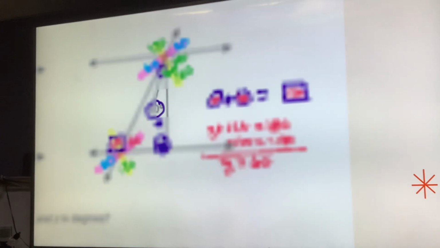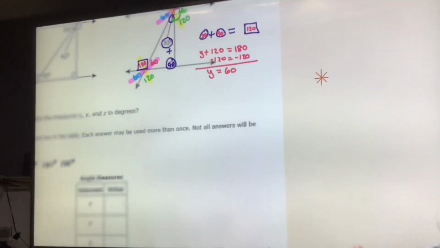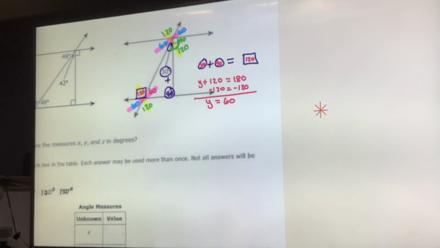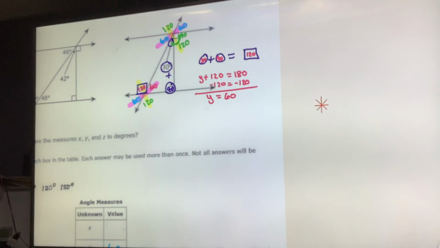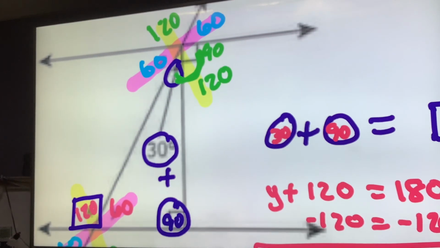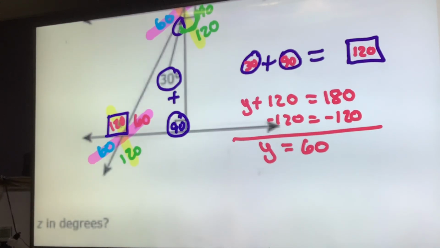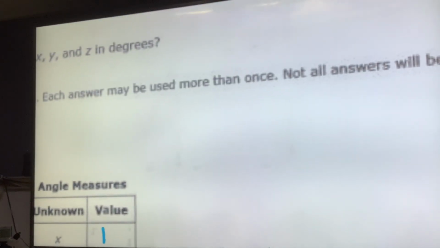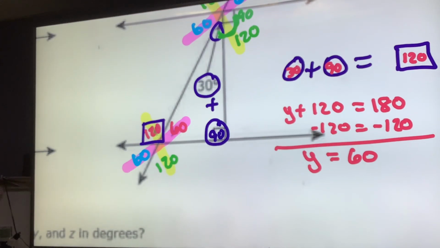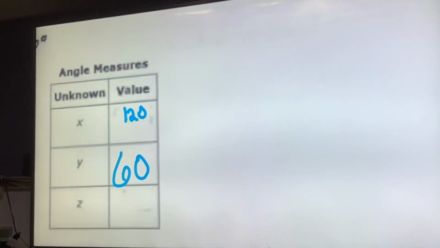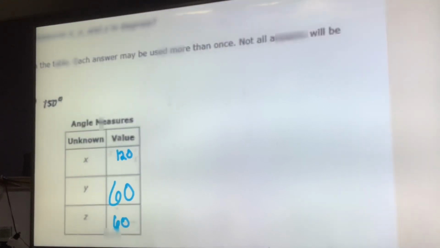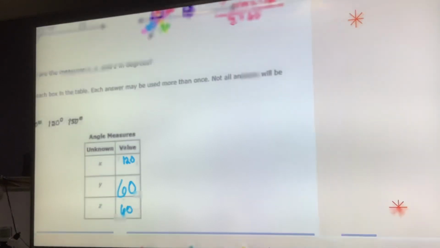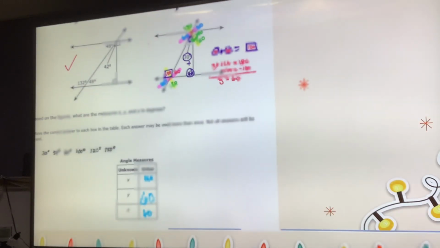So automatically, I would know y is 60, x, I figure out which ones are my letters. X is 120. And Z is also 60. So there were your answers. So you had multiple ways to be able to work that.